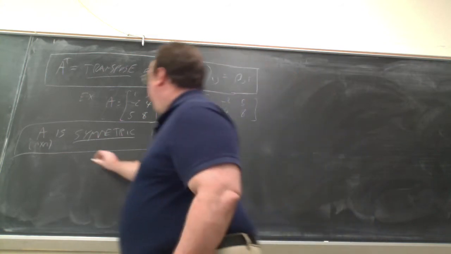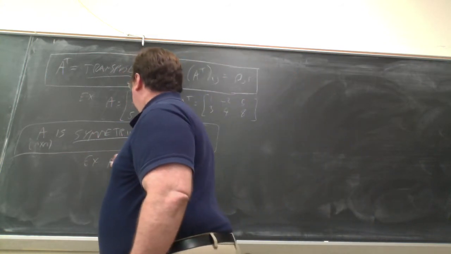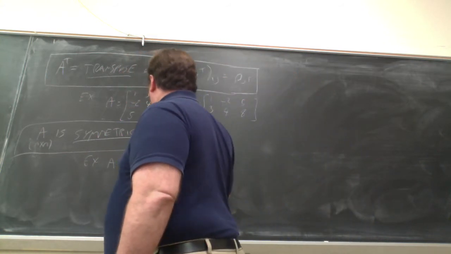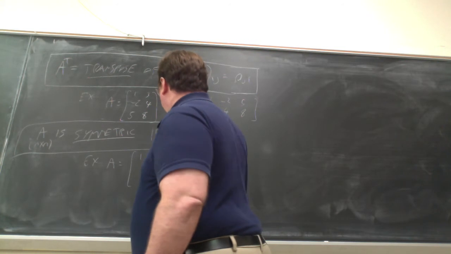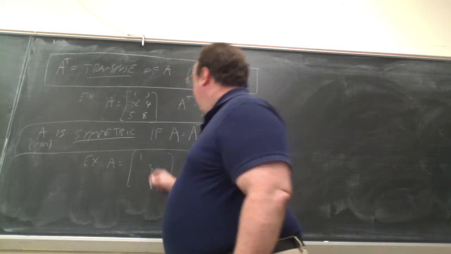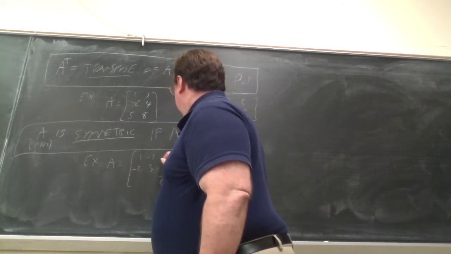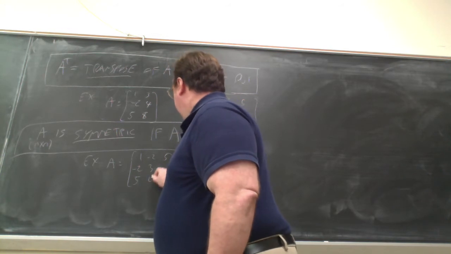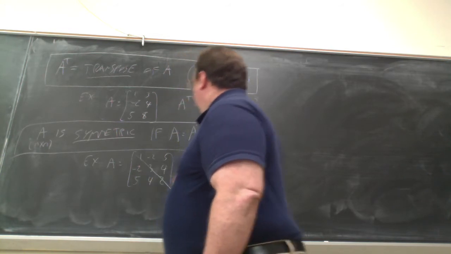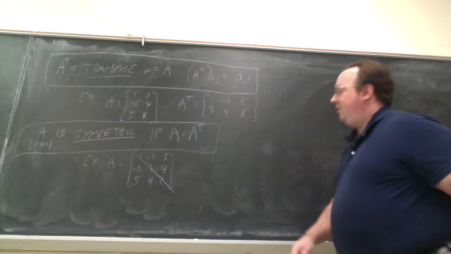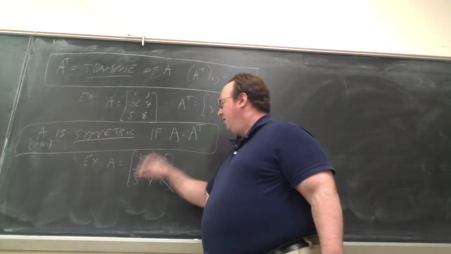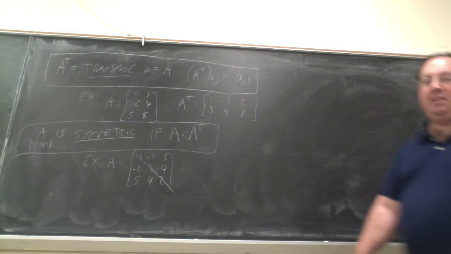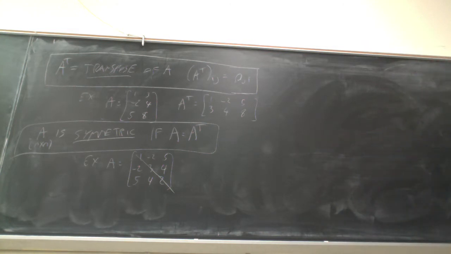So an example of that would be, it doesn't really matter what you put on the diagonal, but the off-diagonal entries have to be like mirror images of each other. So if I draw a line down the diagonal, you can see that there's a mirror image thing going on here. So that's how you can spot a symmetric matrix.